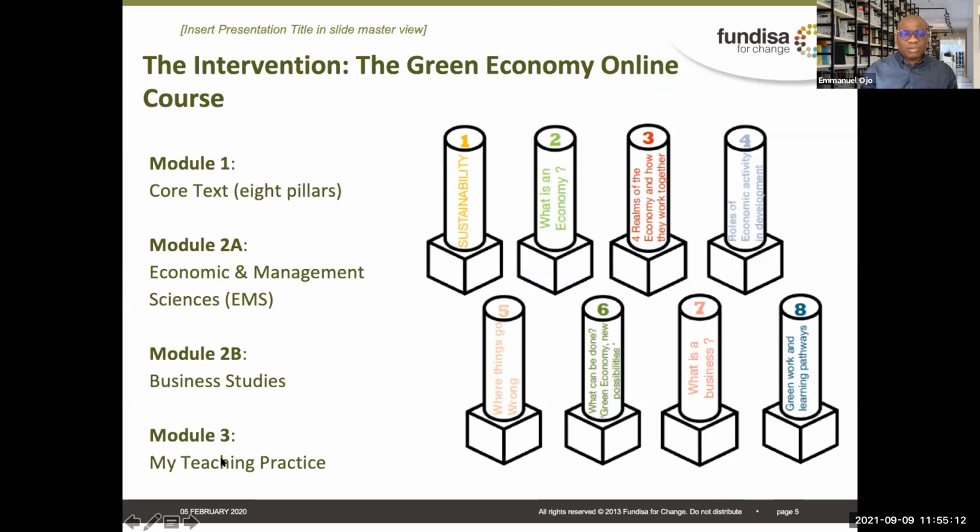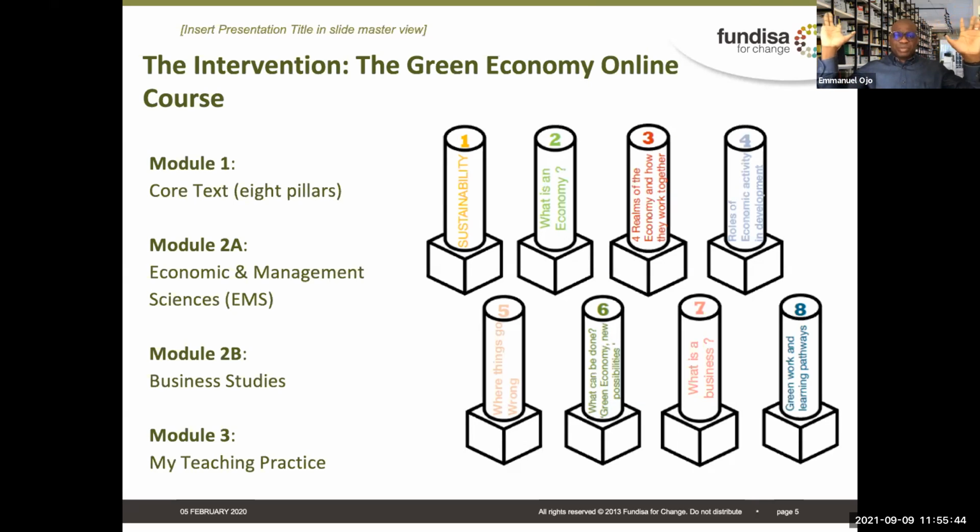And even though they are 4, they are actually integrating notions of sustainability across EMS and business studies, but more importantly, we're also trying to operationalize how the teachers will use those notions in the curriculum to teach the learners. However, the foundation is the 8 pillars. And those 8 pillars, as you can see on the screen, are the pillars.